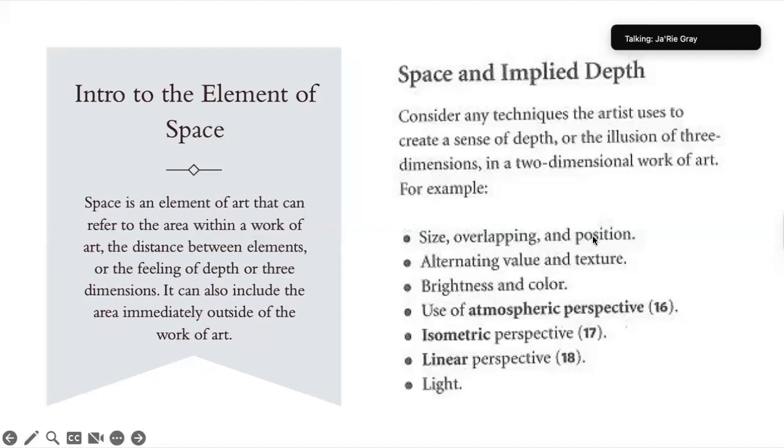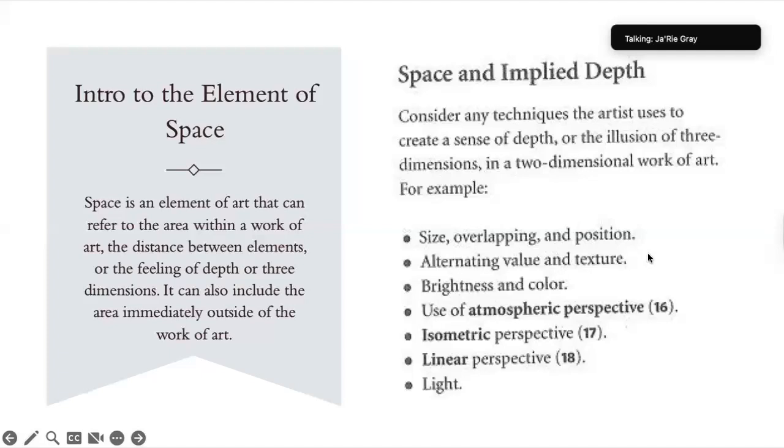So some of you guys are already playing with different sizes, overlapping, and positions within your composition, but this also can help you when it comes to describing space within your composition. Whether it is deep space or whether it is shallow space, you could definitely use a lot of these sub elements to help with that. And then it's alternating value and also texture.